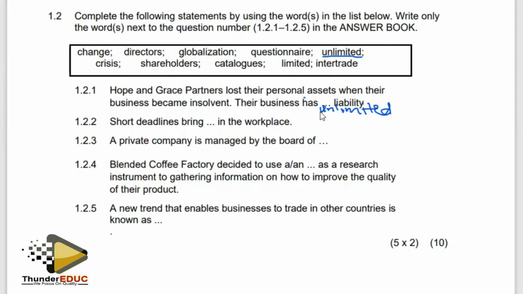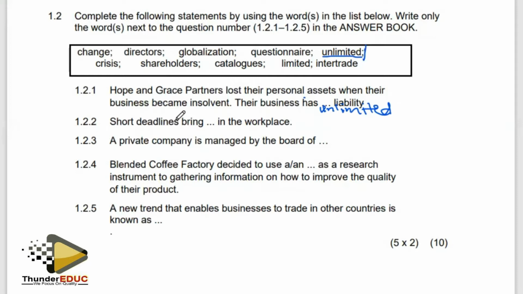Unlimited liability is the answer here. So that is, there we go. You can say this is question 1, alternative 1. Alternative 1 is for unlimited. So we go to this question here.